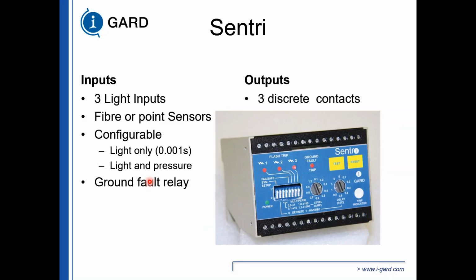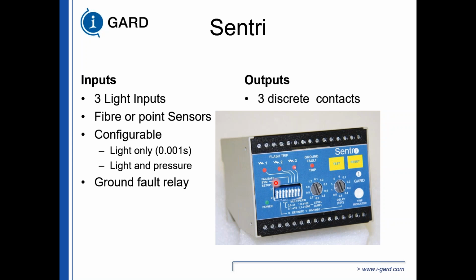We also have the Sentry relay. The Sentry relay has 3 light inputs, and for every light input, there is a distinct output contact. With that distinct output contact, if arc flash number 1 input picks up, we energize output number 1. If flash number 2 witnesses a flash, we can close the contact for output number 2. And if arc flash number 3 comes in, we can close output contact number 3.